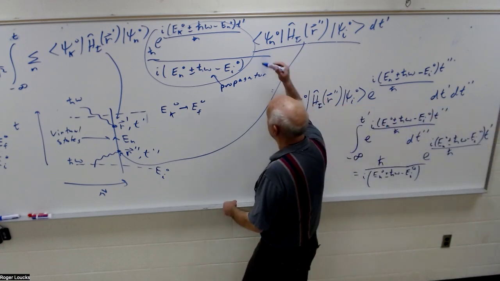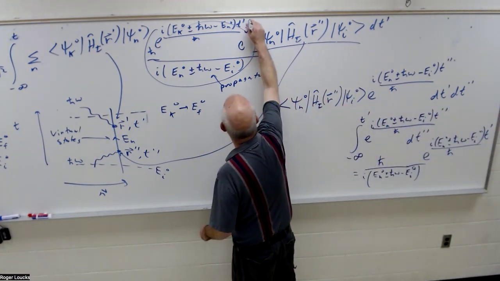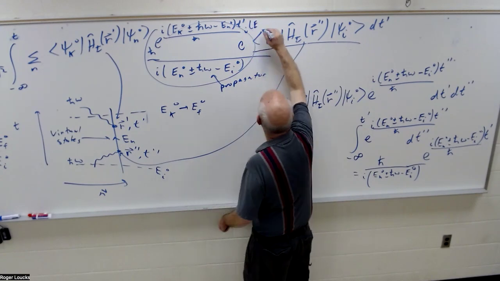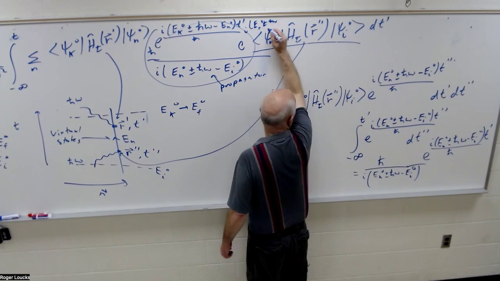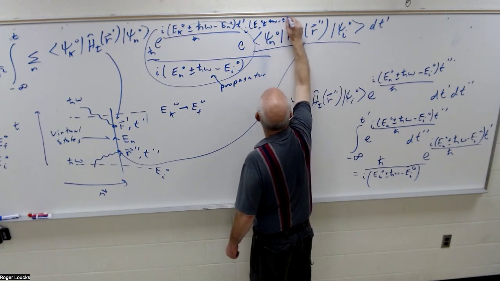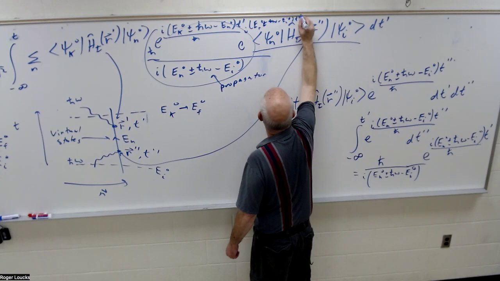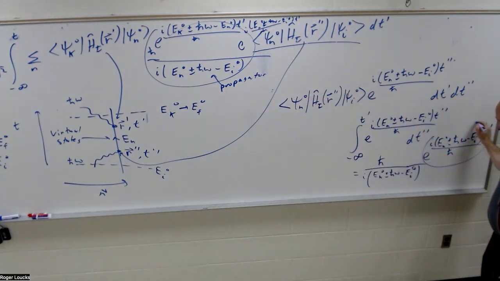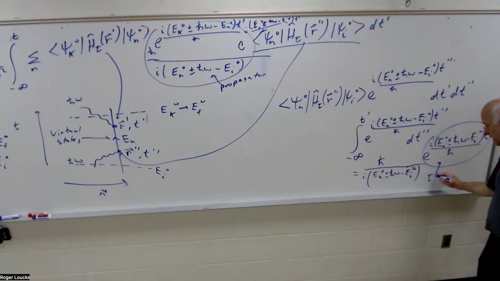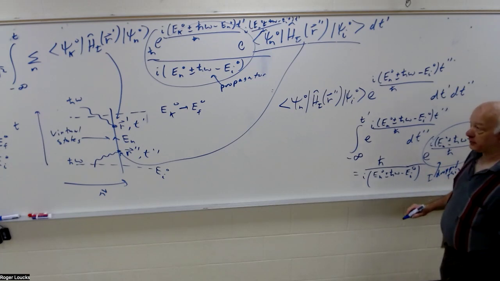So there should be, in fact, the e to the i, E and 0, plus or minus h bar omega minus e i0 t prime. I dropped this piece here. So yeah, both pieces go.